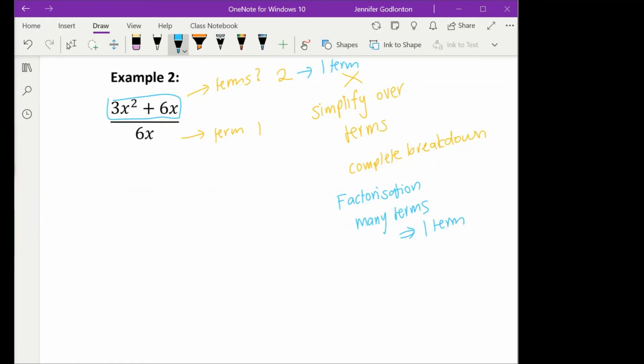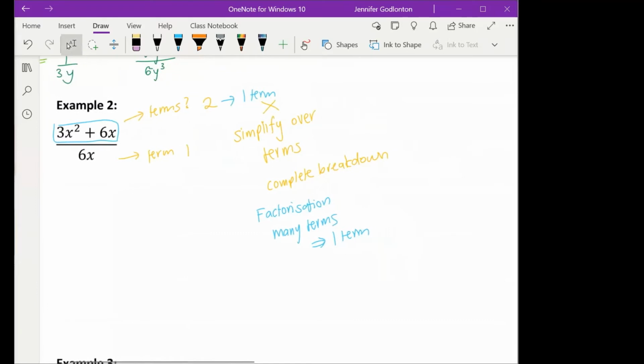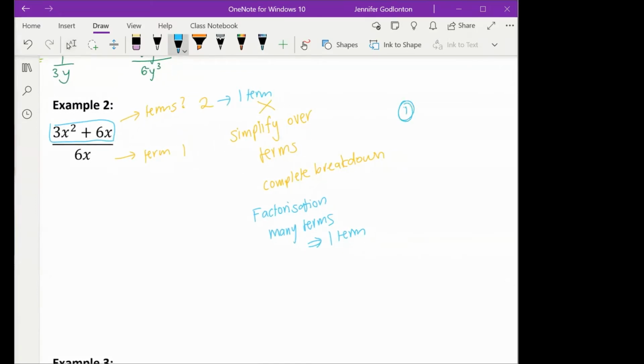Okay, so we're going to look at that numerator over there, and we're going to say, well, we've got 3x squared plus 6x. How can I factorize? Who remembers the list that we write when we try to factorize? What is the first thing we always look for when we factorize? Owami.